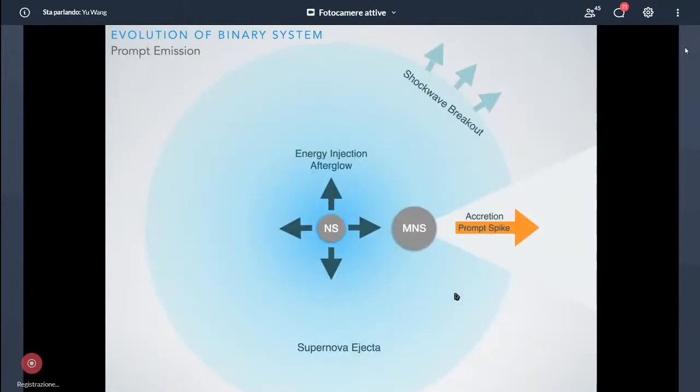From the observation, such a system brings three kinds of signals. First is a shockwave breakout, upper right. Oh, I cannot use my mouse. That's a shockwave breaking out of the outermost layer. This signal in principle is weak and can hardly be detected unless the source is at a very short distance. The second is a major burst occurring during accretion of the supernova ejecta onto the companion neutron star. This is defined as a pumped emission. And the third is emission converted from the spin-down energy of the newly formed neutron star, which lasts for a long time, contributing to the afterglow.